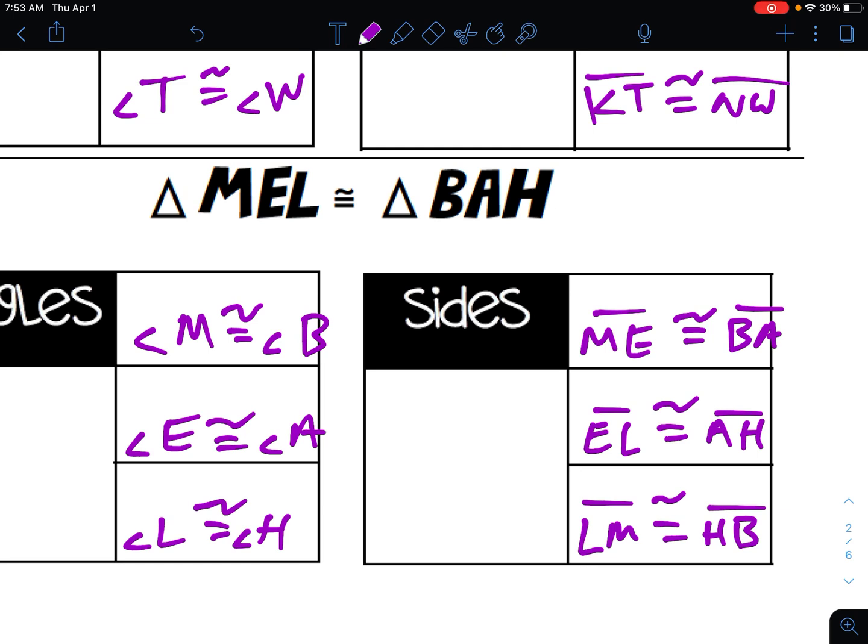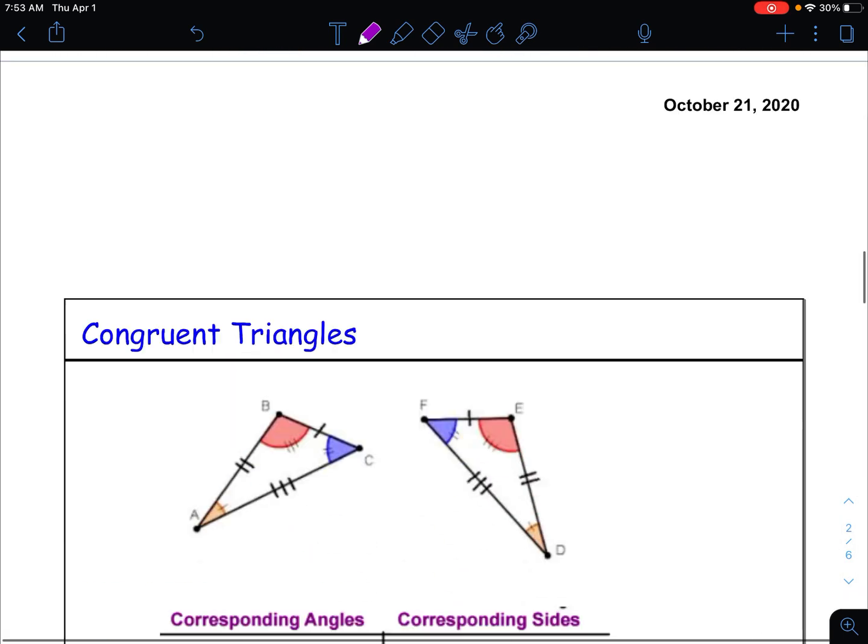And then as we get going through this unit, we're going to learn different ways to show that two triangles are going to be congruent based off of these corresponding parts. And then what we're going to do next here in a little bit is write a congruency statement.